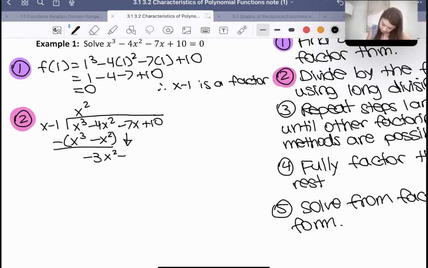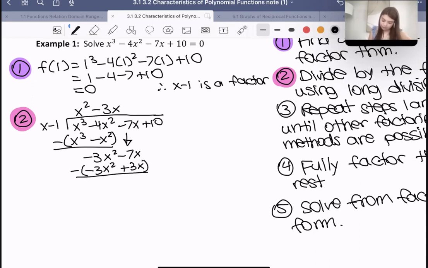Then we're going to bring down the minus 7x. Now, how many times does x go into negative 3x squared? Well, negative 3x times. What's x minus 1 times negative 3x? That would be negative 3x squared. And then negative 1 times negative 3x would be plus 3x. And then we're going to subtract.